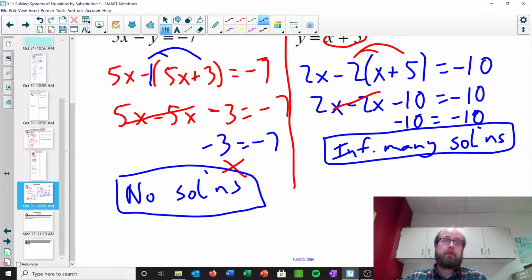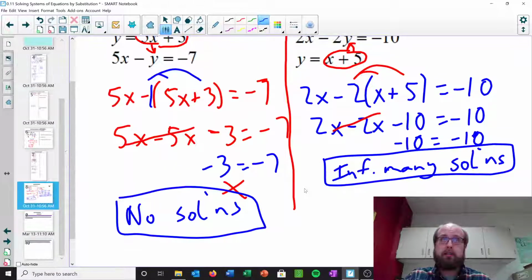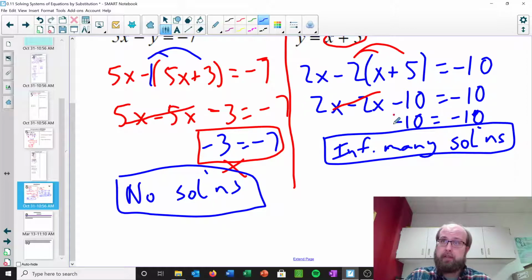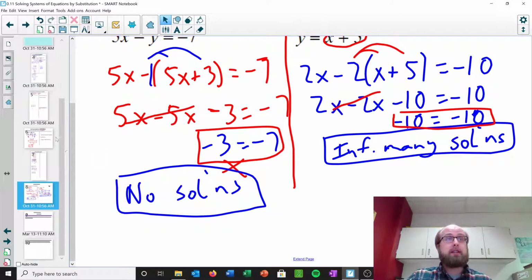And so you're going to see cases like this, some with no solutions, some with infinitely many solutions. But remember, this only occurs when the x's and y's are just gone, when you end up with something like this, where it's just a number equals a number. If they're different numbers, there's no solution. If they're the same number, there are infinitely many solutions. All right? So that's the lesson.